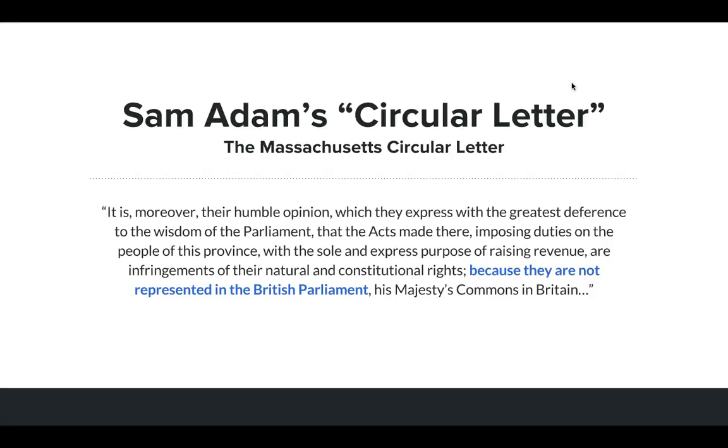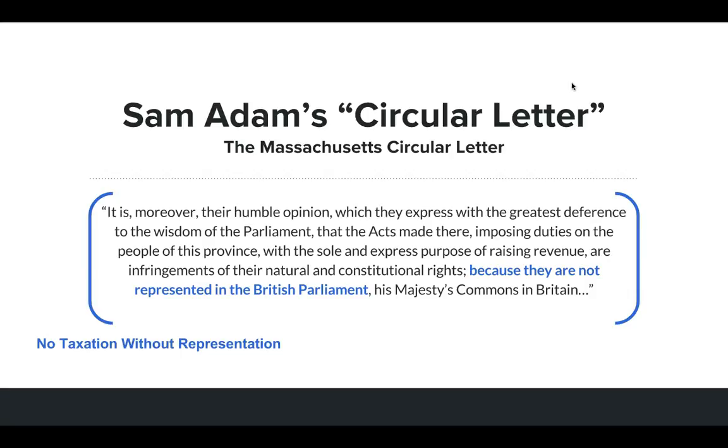And so this is Sam Adams' little bit of the circular letter where he actually brings up the Townshend duties and the Stamp Act and all the other revenue acts that have been introduced so far. And he pretty much explains that there should be no taxation without representation in the British Parliament. He brings up this idea again that was once the cause of the Stamp Act being repealed, and now the Townshend duties are being introduced, which are kind of like stamp taxes.